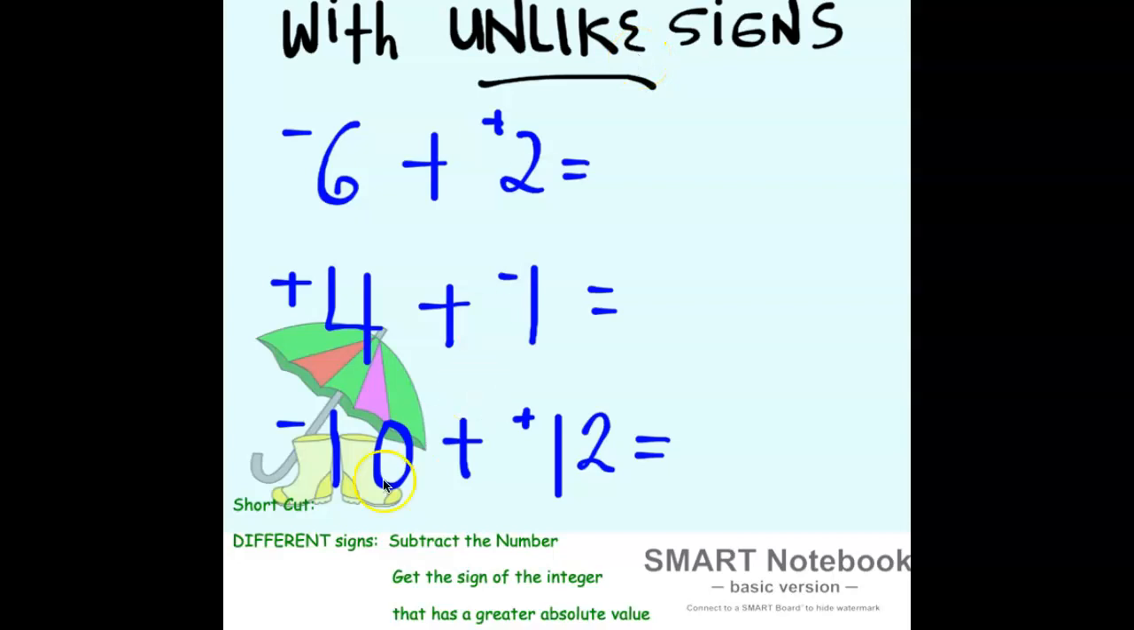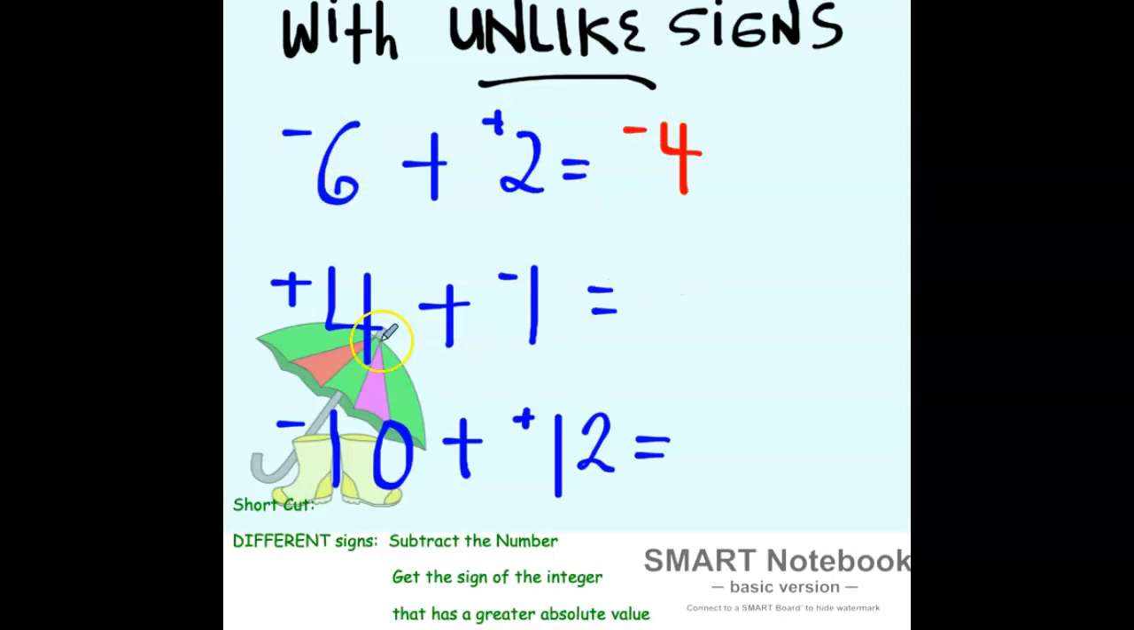So the rule is, here's a shortcut. When the signs are different, you subtract the numbers and then take the sign of the integer that has the greater absolute value. So if you look at this example, -6 plus +2, the signs are different, right? So what we're going to do is subtract the numbers 6 and 2. We subtract that, so that's 4. But what sign are we using? If we get the absolute value of -6 and the absolute value of +2, 6 is greater in absolute value. So we'll take that sign. So that's going to be -4.